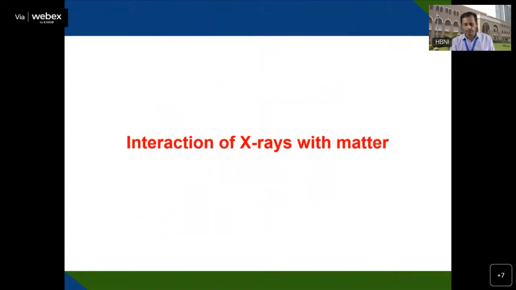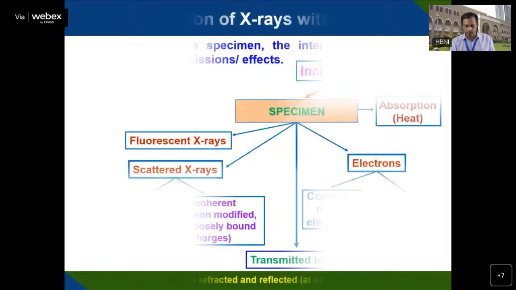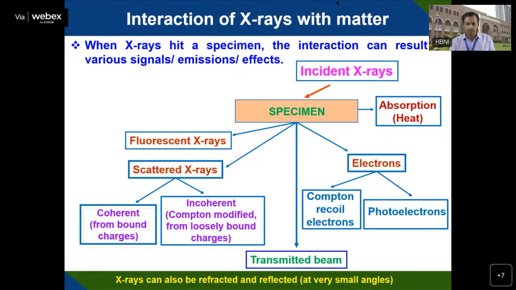Now coming to the interaction of X-rays with matter, we'll discuss this broadly. When X-rays hit a specimen, the interaction can radiate various signals, emissions or effects. You can see the specimen here. When X-ray radiation falls on the specimen, the first phenomenon is absorption. Some of the X-rays get absorbed by the material and generate heat. At the same time, some fluorescent X-rays can be produced, or the X-ray beam can be scattered in different directions.